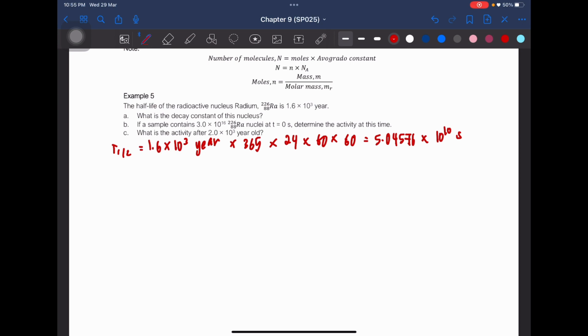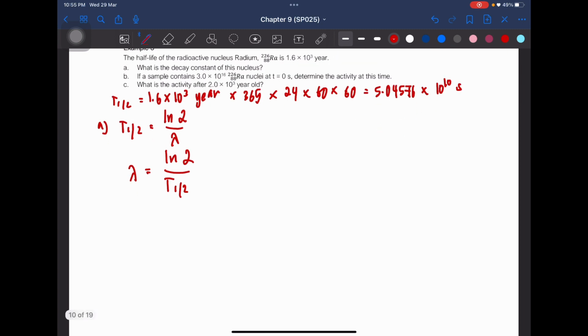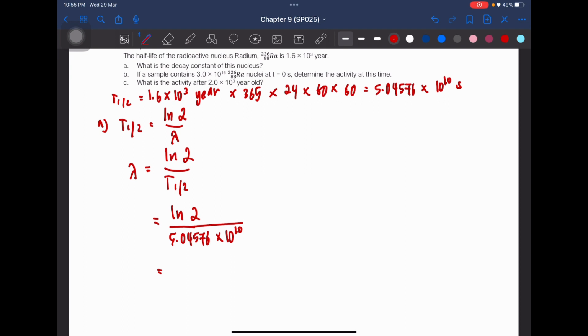So now we can find the decay constant based on the half-life, because the relation of half-life and decay constant is this formula, ln 2 over lambda. Okay, so from here we just substitute lambda, which is what we are looking for. Lambda is equal to ln 2 over t half. So ln 2 divided by 5.04576 times 10 to the power of 10. So you will get the decay constant to be equal to 1.3737 times 10 to the power of negative 11 per second. Remember this is not the usual wavelength. This is the decay constant.